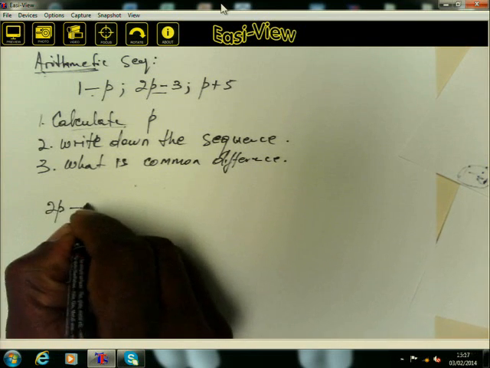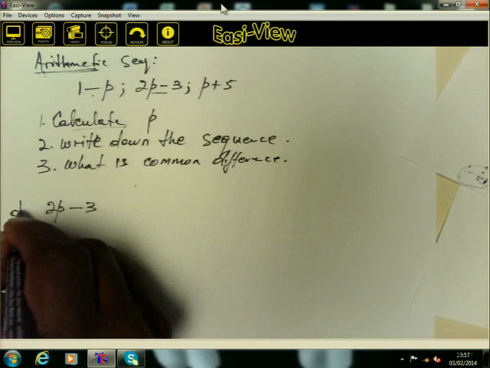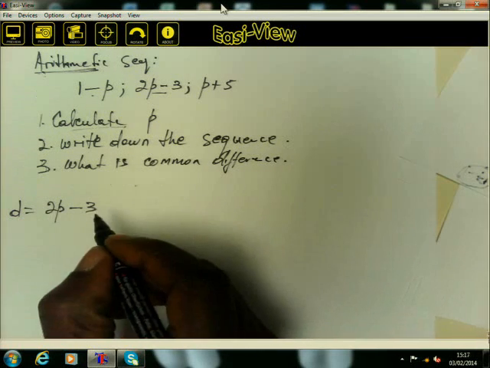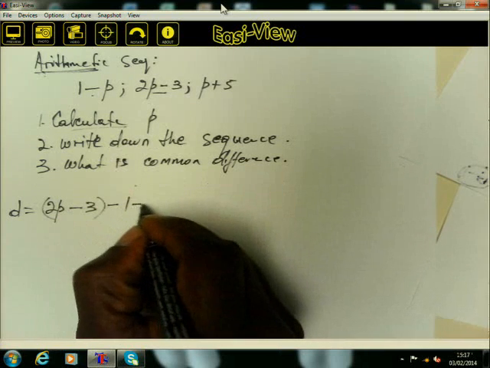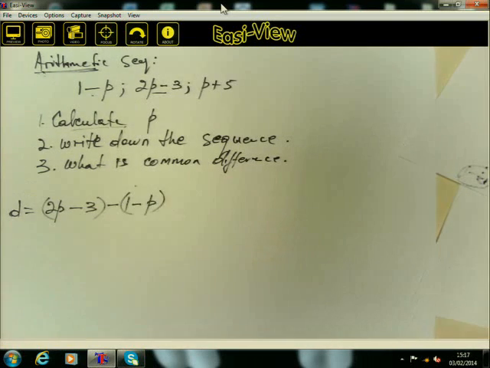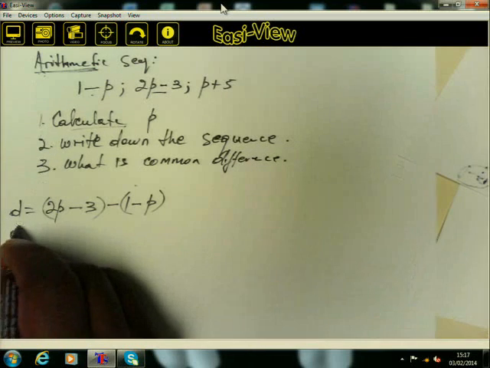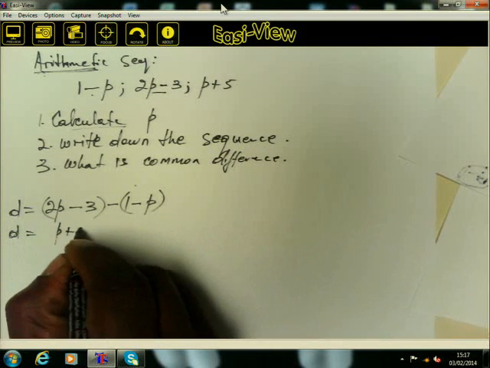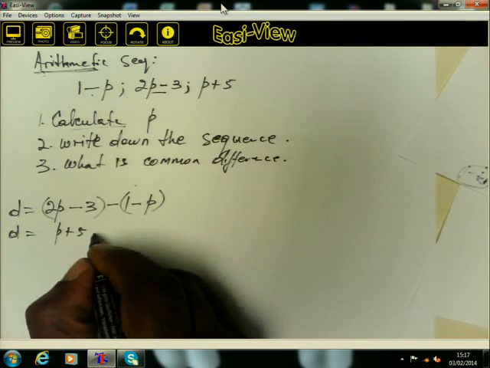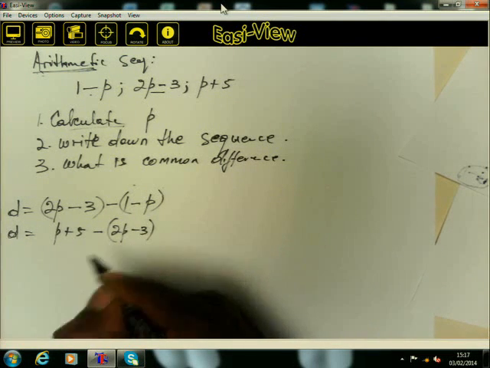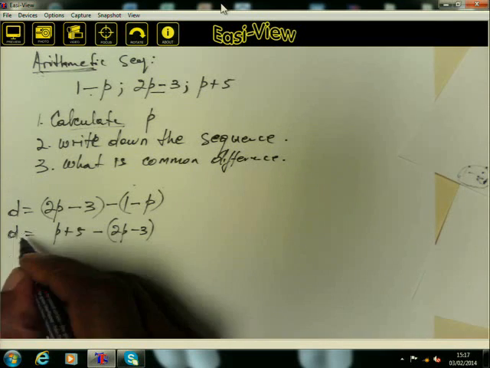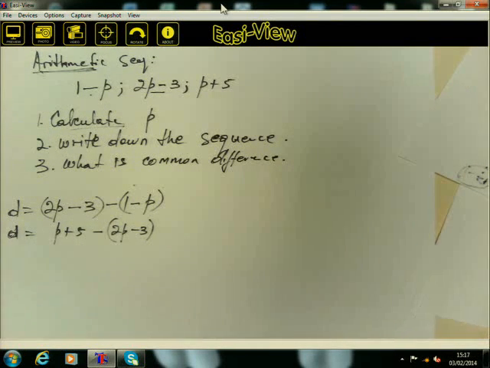2p minus 3. We are looking for d. 2p minus 3 minus (1 minus p), that's how it should be. That should be d. And d can also be p plus 5 minus (2p minus 3). We can have that. But these differences are for the same sequence, so they must be the same.